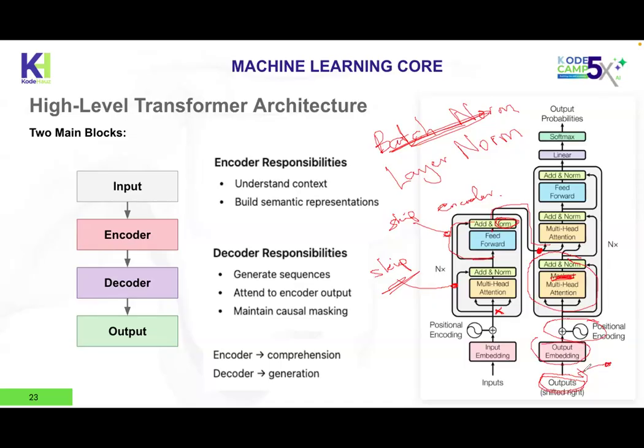Because here you are giving this output. This output is supposed to be, again, the label data, what it's supposed to predict. But you don't want to show it the future. You only want to show it what it has already predicted. So you will mask the future.